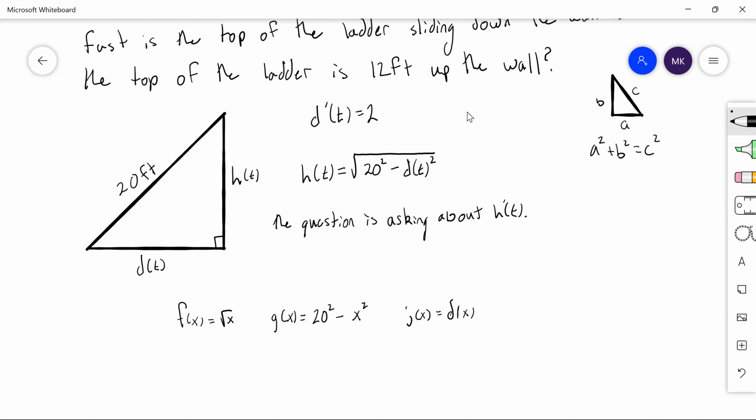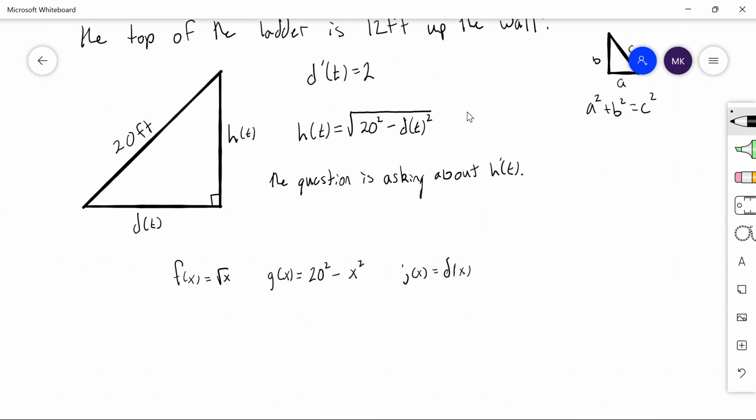So we need to take the derivative of each of these. If you remember the derivative of square root, we want to think of converting that into its exponent form. So we think of this as x to the 1/2. Using the power rule, we end up with, so h prime of t, 1 over 2 times the square root of 20 squared minus d of t squared. That is the derivative of f evaluated at g of j of x, basically.